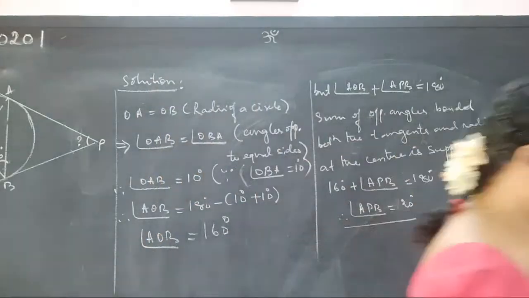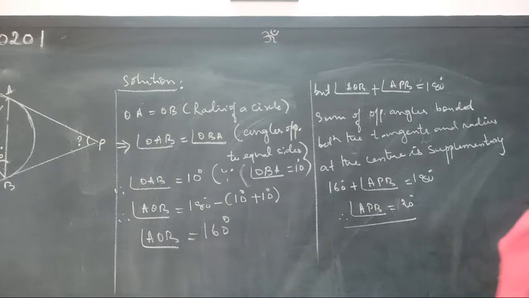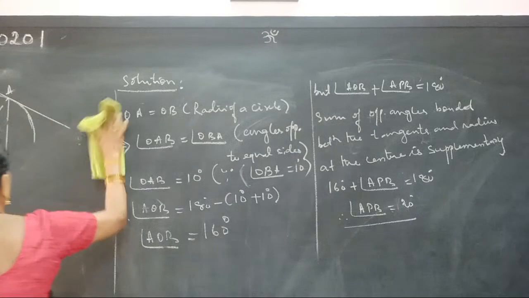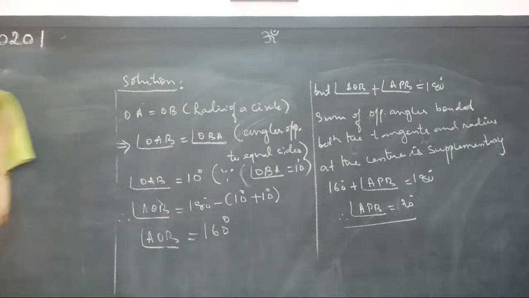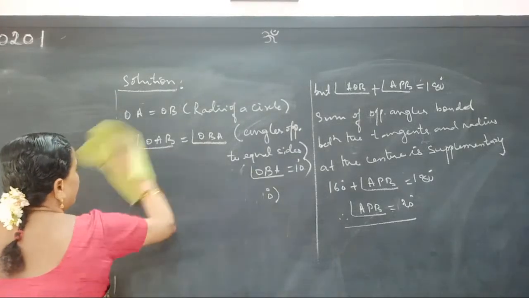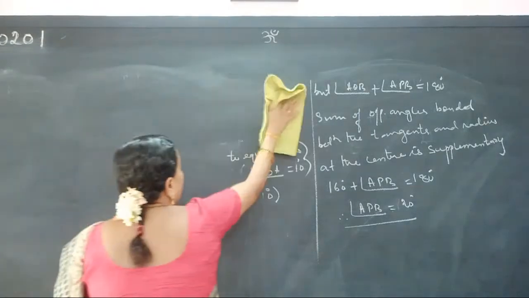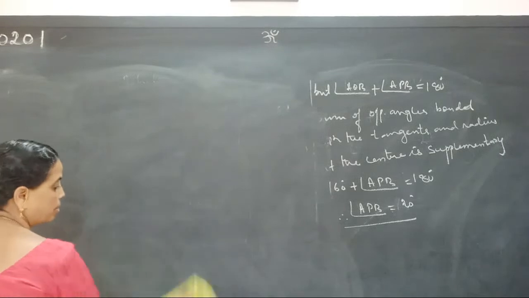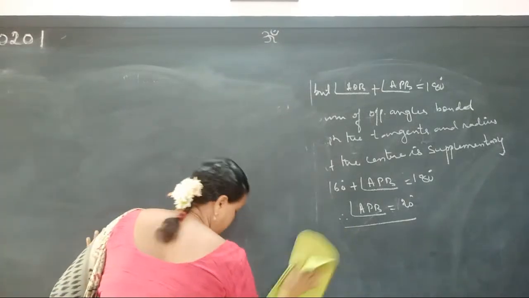7th question. Get the figure. A circle is inscribed in a triangle. So we call it an incircle. If a circle circumscribes a triangle, then it is called a circumcircle.